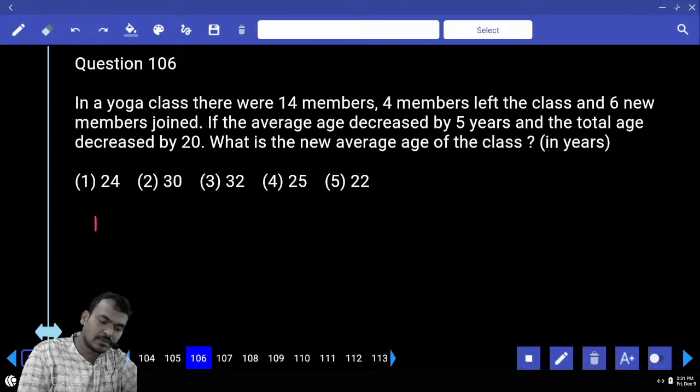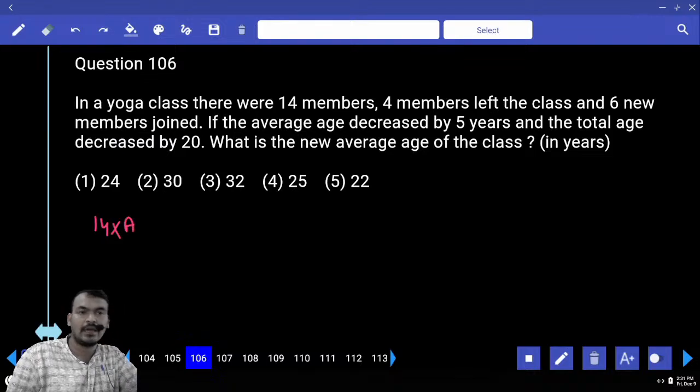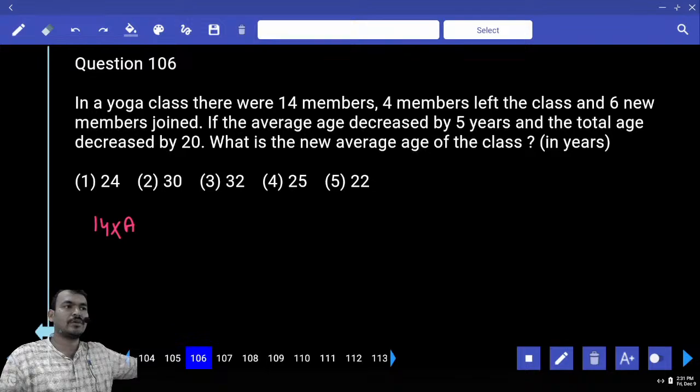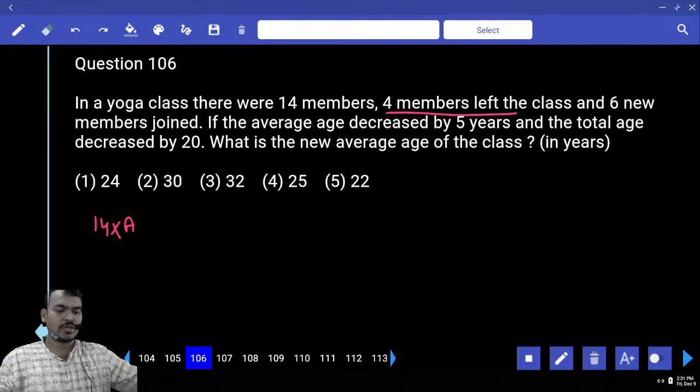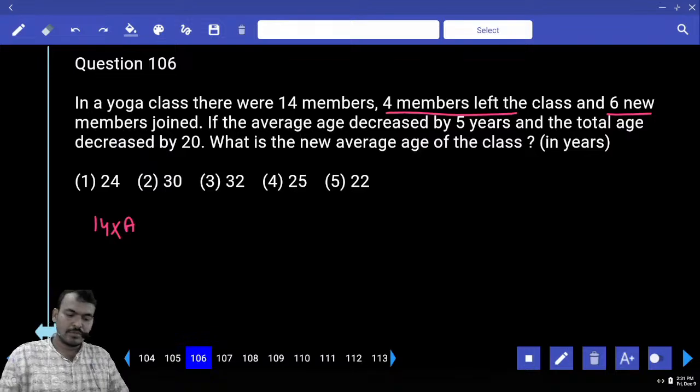Initially how many members? 14 members. Suppose the average of 14 members we consider A, or not? What is the sum of the 14 members? 14 into A, or not? Okay. In this one how many persons left? 4 persons. 14 minus 4, or not? Again how many persons joined? 6 persons. Means total 16 persons, or not?